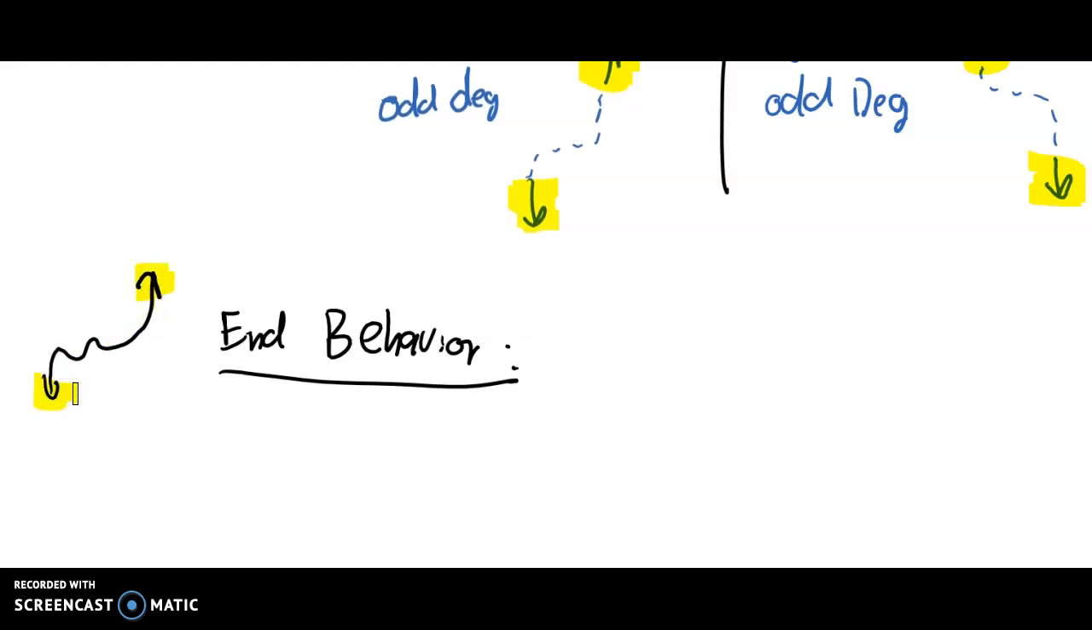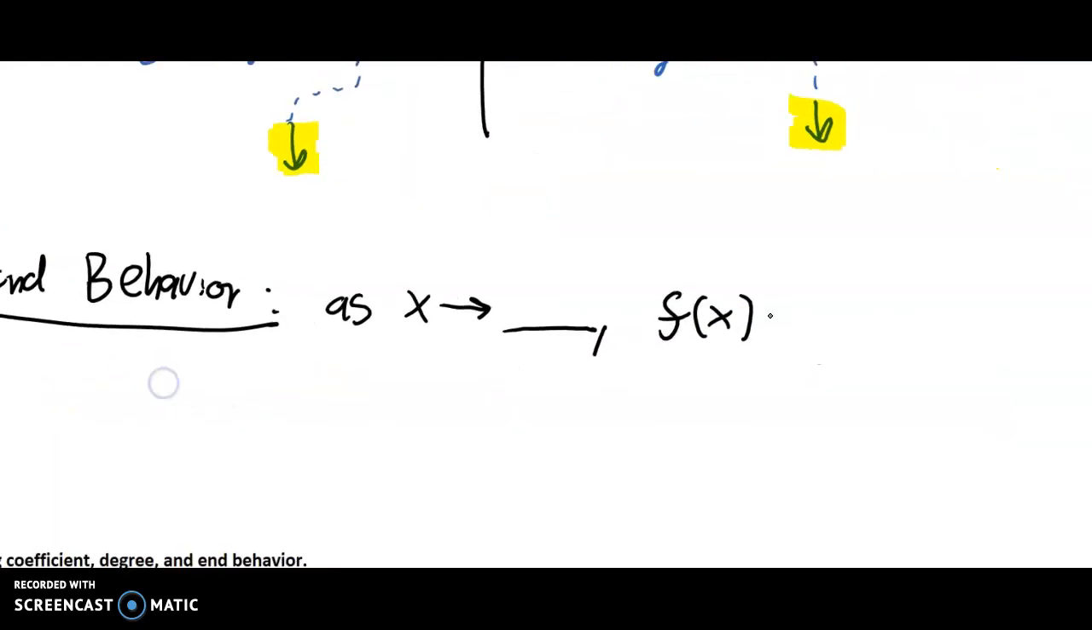For end behavior, we say as x approaches blank, f of x approaches blank, with the arrow. And we fill the blanks with either positive infinity or negative infinity. So this could be positive or negative infinity, and this could be positive or negative infinity. I think this will make more sense with an example, so let's dive in.